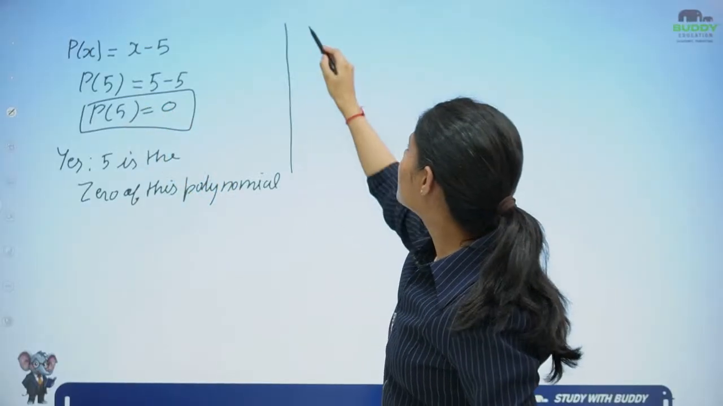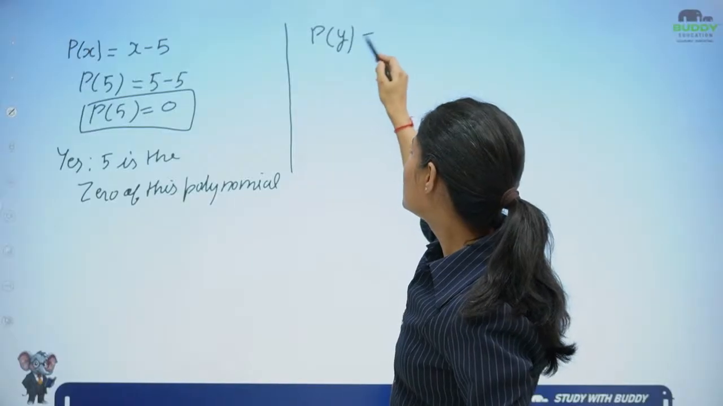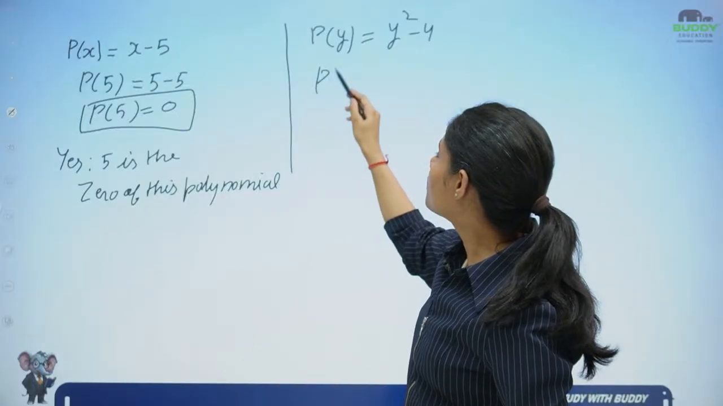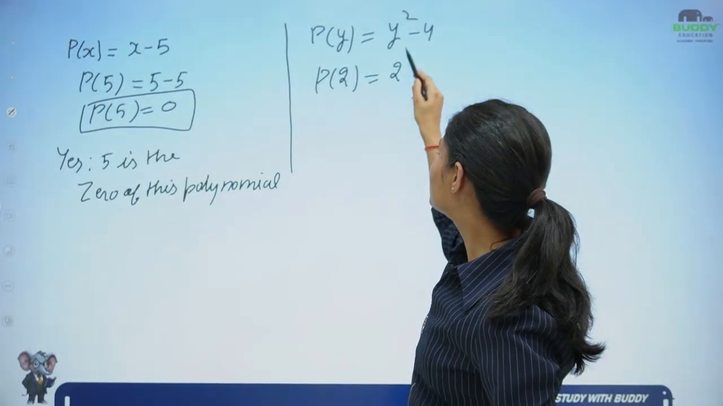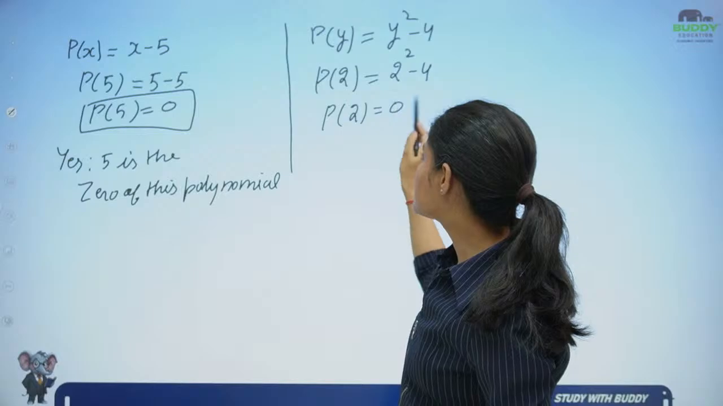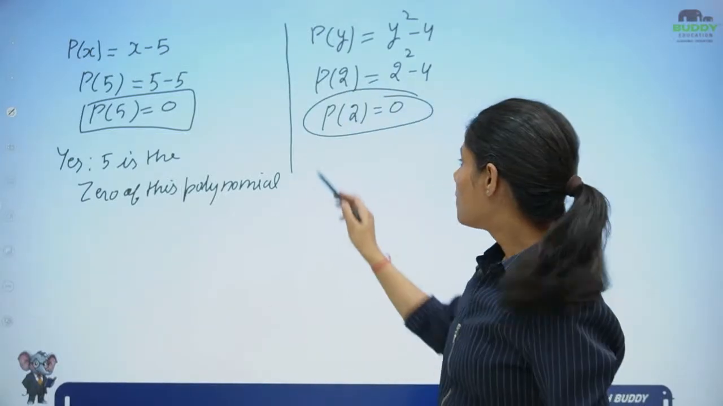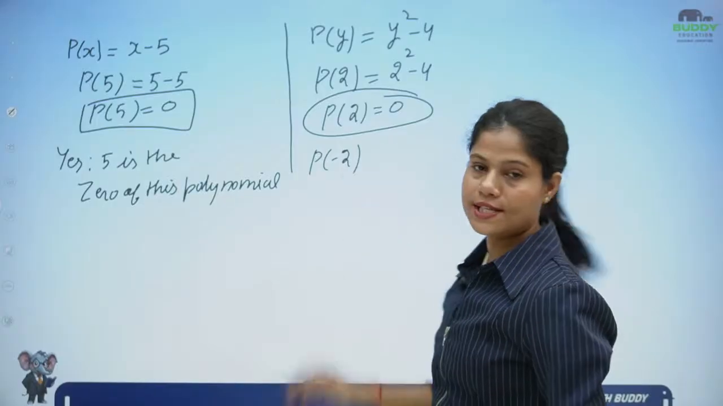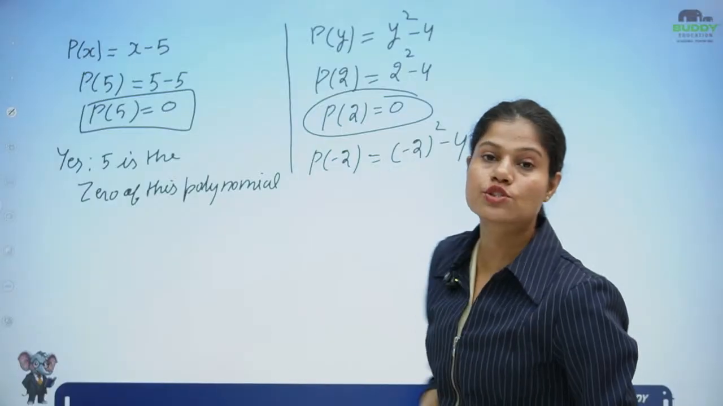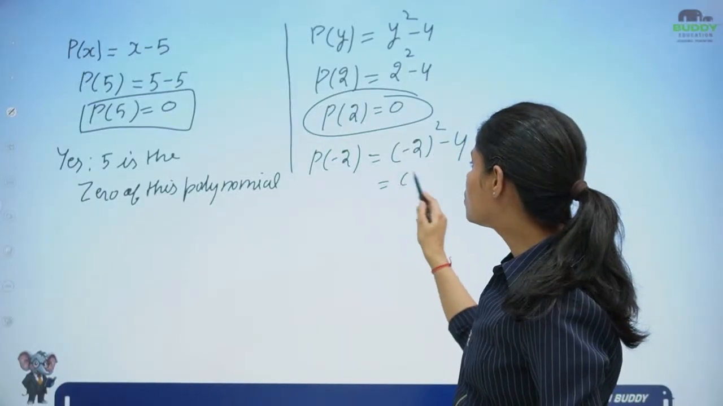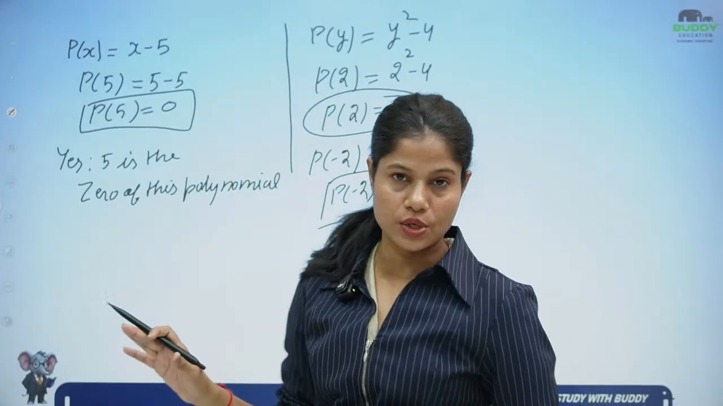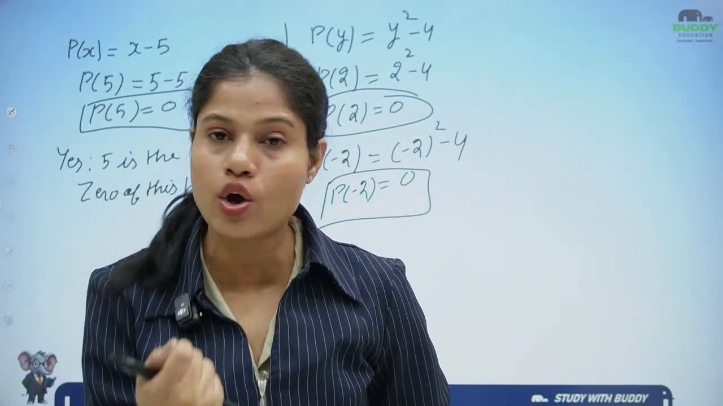Now for example, if I have another polynomial in y and this is y square minus 4, right? Then if you put 2 in place of y, what will you get? 2 square minus 4, which is 4 minus 4. So you will get the output as 0. So you can say yes ma'am, 2 is the 0. Perfect. But what if I put minus 2 in place of y? I will again get the output as 0, because minus 2 square is also 4. 4 minus 4 will give you 0. So it means what? Minus 2 is the 0 or 2 is the 0? Both are the zeros.